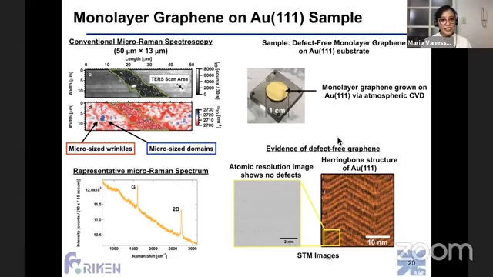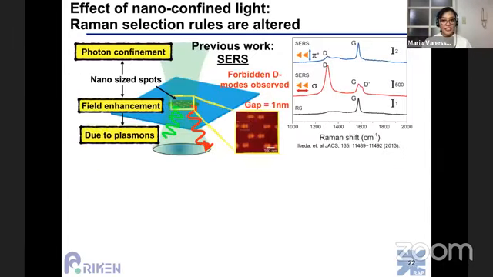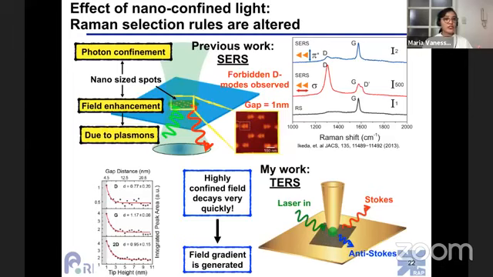Now, the very nice thing about having high spatial resolution is we found that if you have highly confined light, you can alter the Raman selection rules. And this means that you can maybe change even the chemical sensitivity of your system. And this was shown using surface enhanced Raman spectroscopy, which is simply, well, diffraction limited.